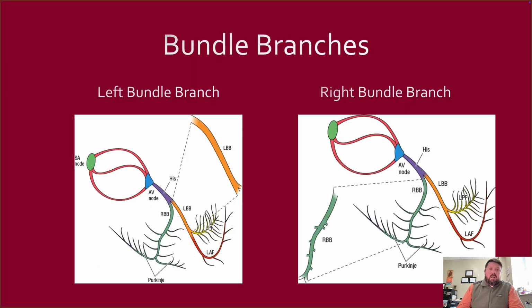The left bundle branch begins at the end of the His bundle, travels through the interventricular septum, and ends at the beginning of the left anterior fascicle and the left posterior fascicle. The right bundle branch innervates the right ventricle and the right face of the interventricular septum, and it terminates in the Purkinje fibers associated with it.